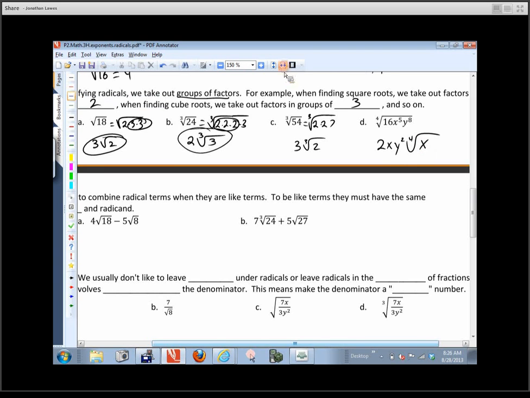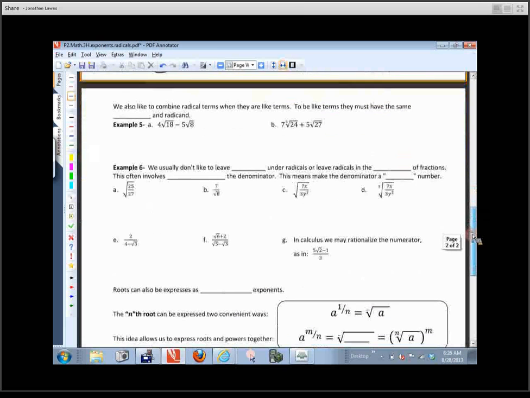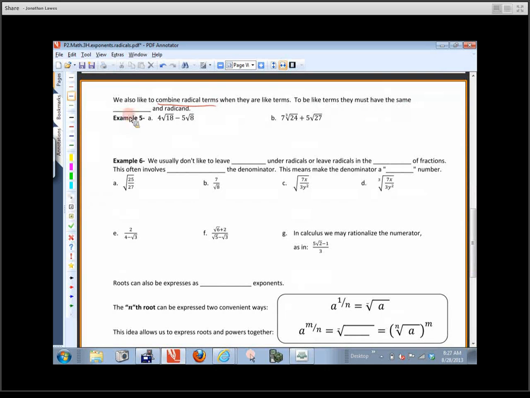Okay, go ahead and flip the page over. We do like to combine radical terms. They have to be like terms. And if they're going to be like terms, they have to have the same index and the same radicand. Or I'm going to say this, just to keep it snappy. They have to have the same root and the same radicand. Okay? So these two problems right here don't look very good right now. But if I simplify this, this is 3 radical 2 with a 4 in front, right? So I get 12 radical 2.